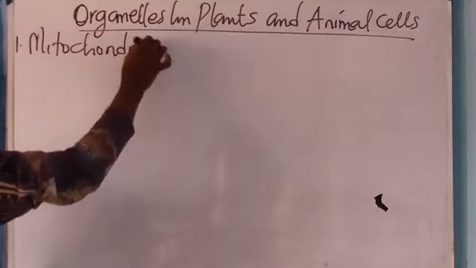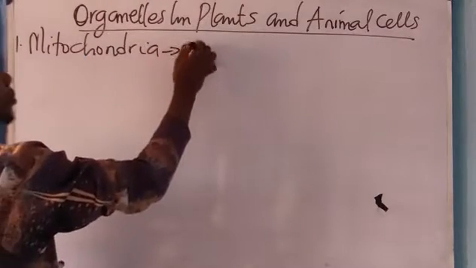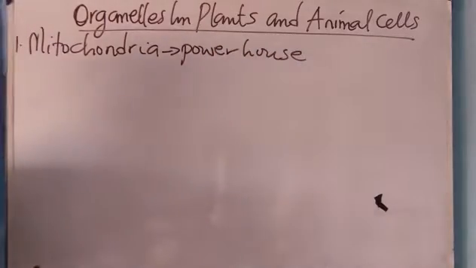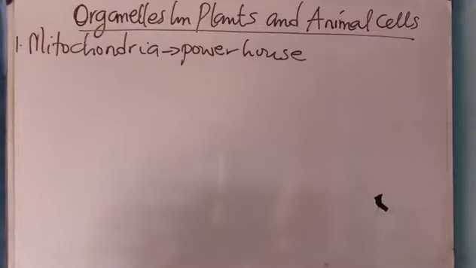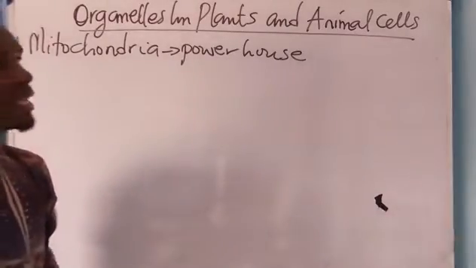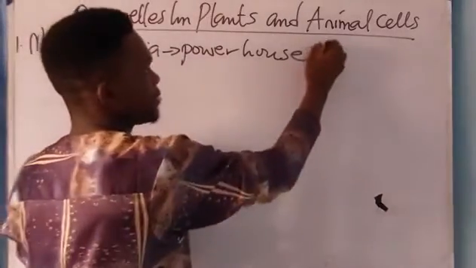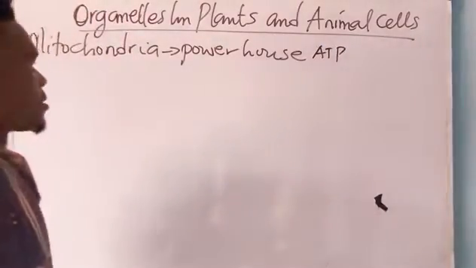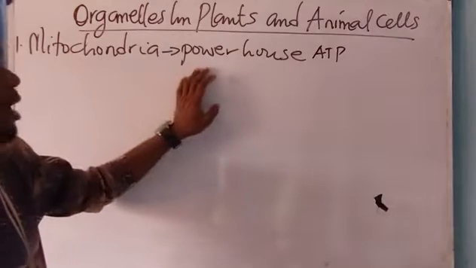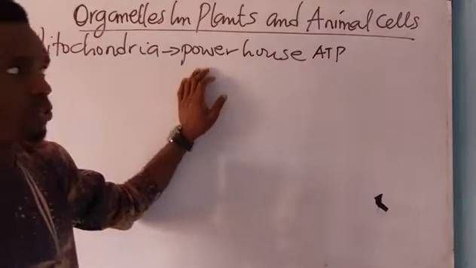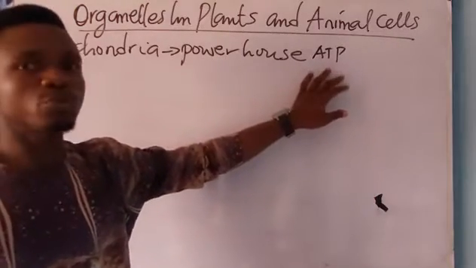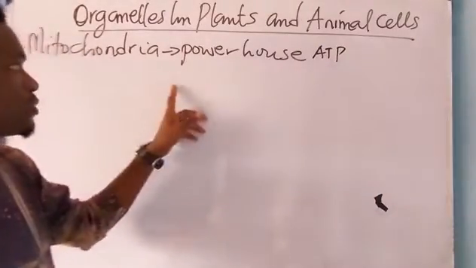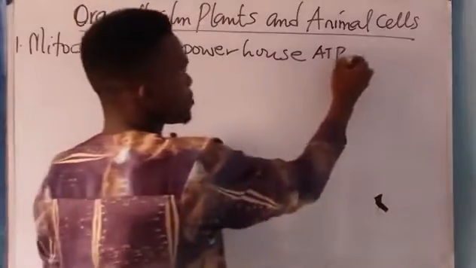The mitochondria is known as what? The powerhouse of the cell, and it is the region where energy is produced in the form of ATP, adenosine triphosphate. Mitochondria is the powerhouse of the cell, and it is the region where energy is produced in the form of what? ATP. In the mitochondria, you have what? Cellular respiration.